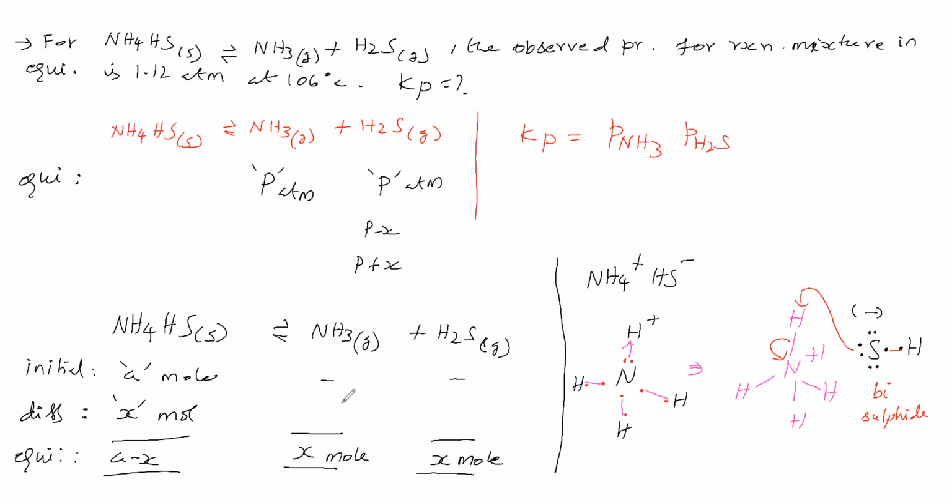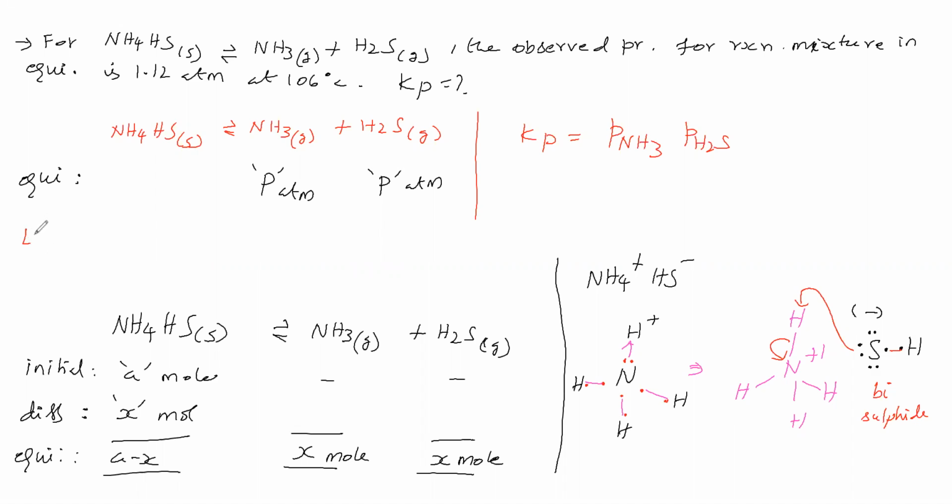So in this possibility, the number of moles of ammonia and H2S produced are the same. Therefore, the pressure exerted by ammonia at equilibrium and by H2S at equilibrium will be the same. If the pressure exerted by ammonia is P atmosphere, the pressure exerted by H2S is also P atmosphere. P minus X or P plus X we need not take as per this possibility.